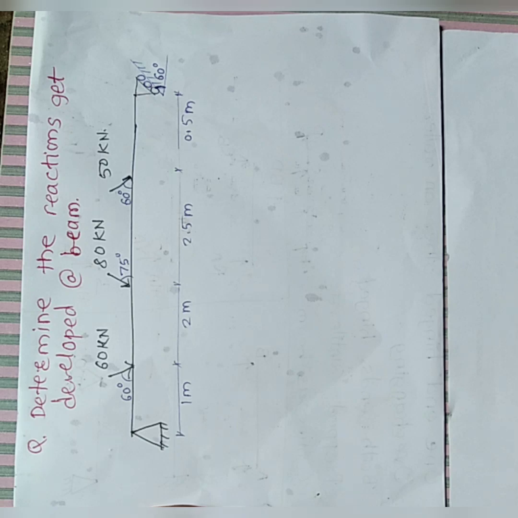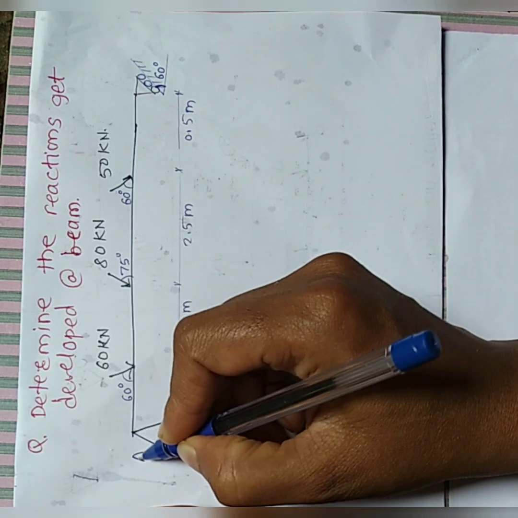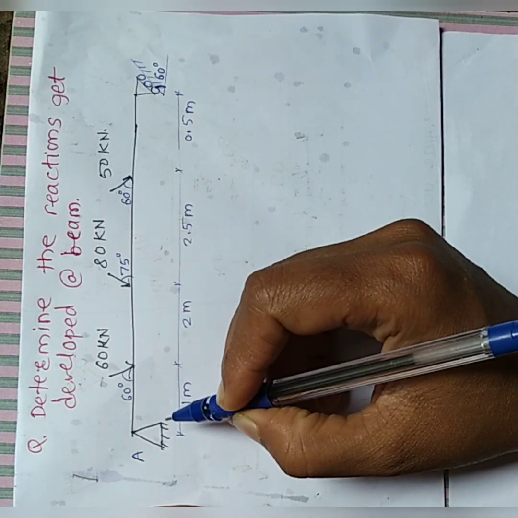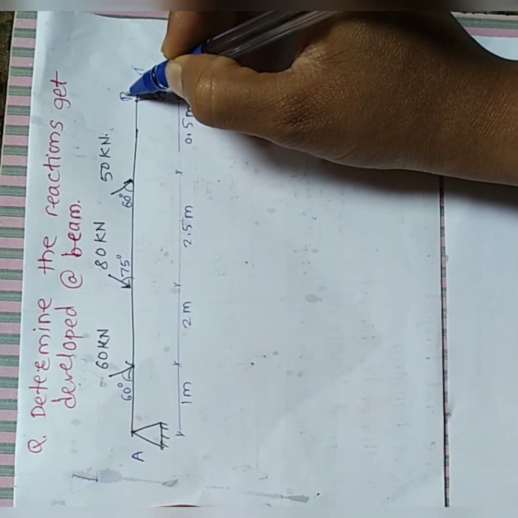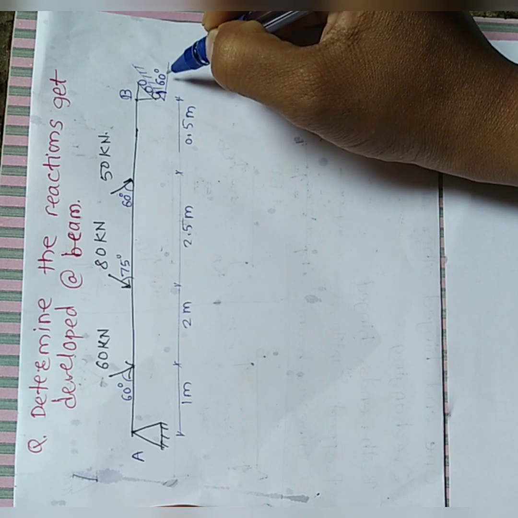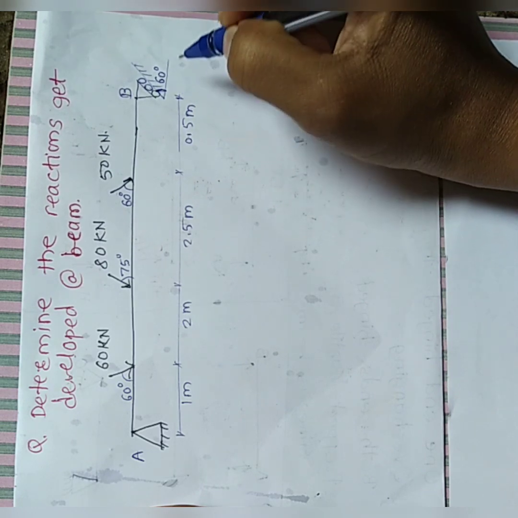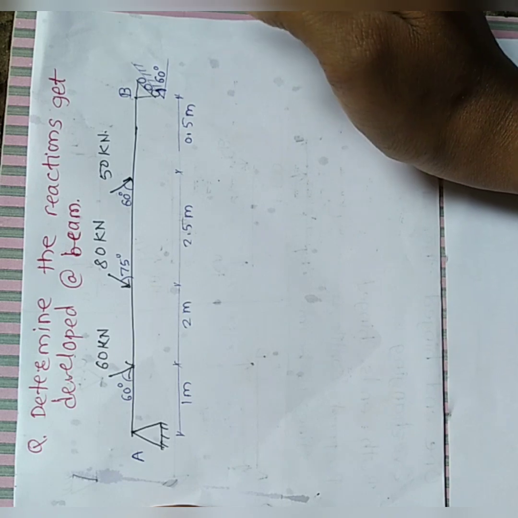Determine the reactions developed at the beam. Since at point A there is a hinge, it carries two reactions, and at point B there is a roller, it carries one reaction. So before solving the beam, we have to draw the FBD. FBD is free body diagram.